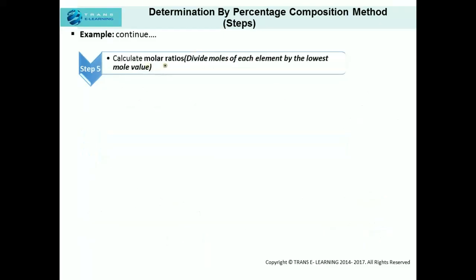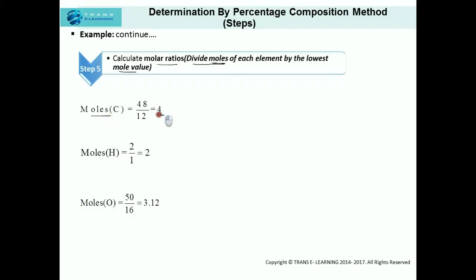The fifth step, calculate the molar ratio. To find the molar ratios, we have to divide the moles that we have calculated in step 4 of each element by the lowest mole value. These are the moles that we have calculated. The number of moles of carbon is 4, the moles of hydrogen is 2, and the moles of oxygen is 3.12. Now to calculate the molar ratio, we have to divide each of these moles by the lowest mole value. Out of these three, the lowest mole value is of hydrogen. So we will be dividing the moles of these three by this lowest value.